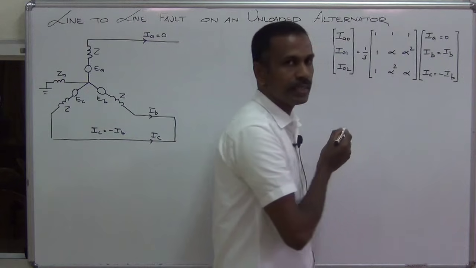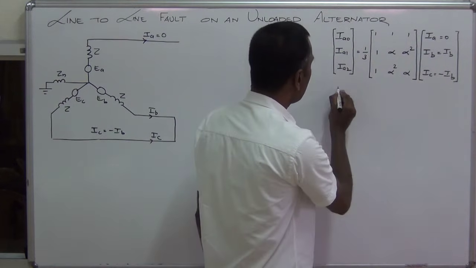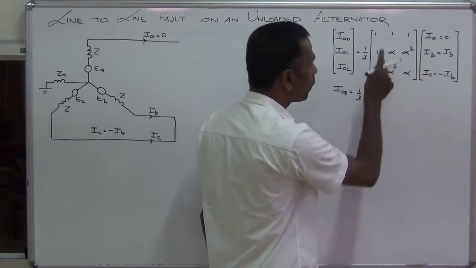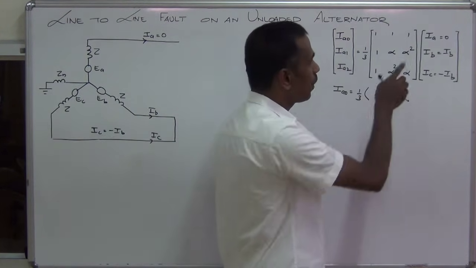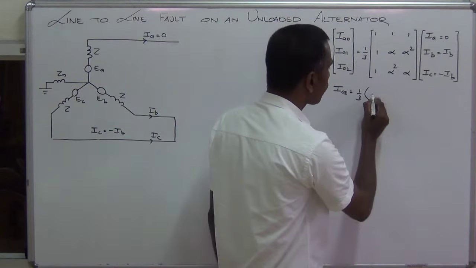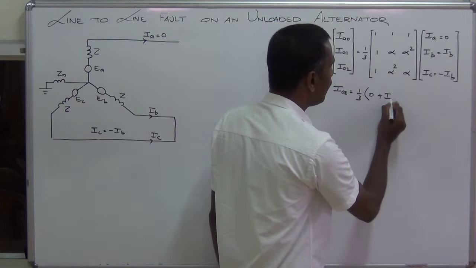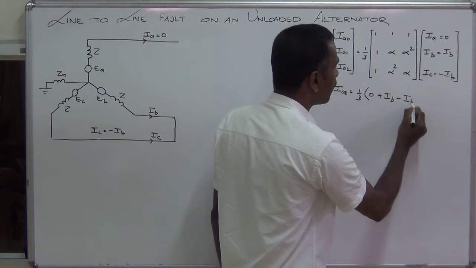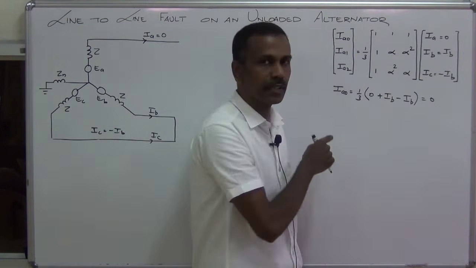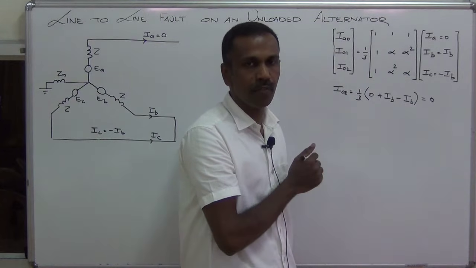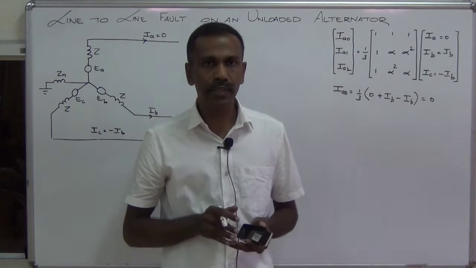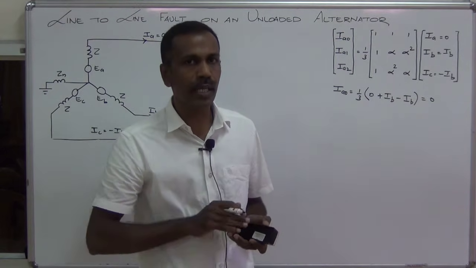Now let us find out the sequence currents. IA0 equals 1 by 3 into 1 into 0 plus IB minus IB. So 0 plus IB minus IB is equal to 0. So there is no zero sequence current for this particular type of fault. Or we can say the zero sequence network doesn't exist for this particular type of fault.